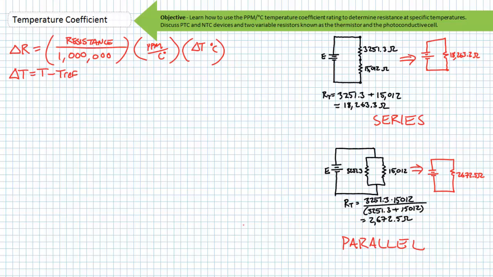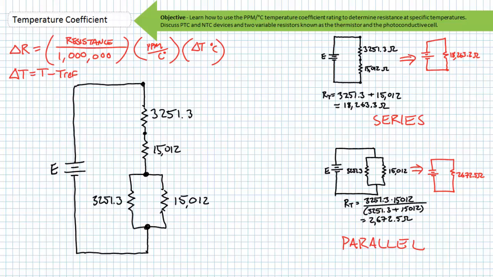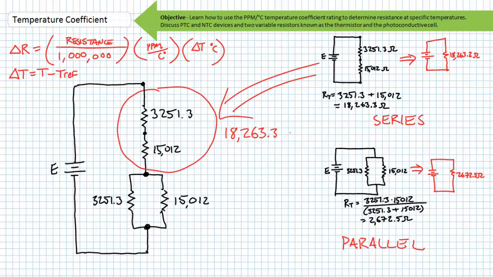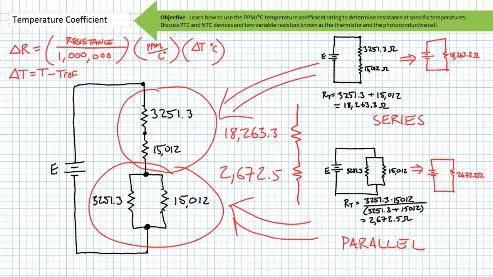What if I took our series combination of the 3,251.3 ohm and 15,012 ohm and placed that in series with a parallel set of a 3,251.3 ohm and 15,012 ohm resistor, i.e. I have now created a series parallel relationship. In effect, what I've done is I've placed an imaginary 18,263.3 ohm resistor in series with a 2,672.5 ohm resistor.